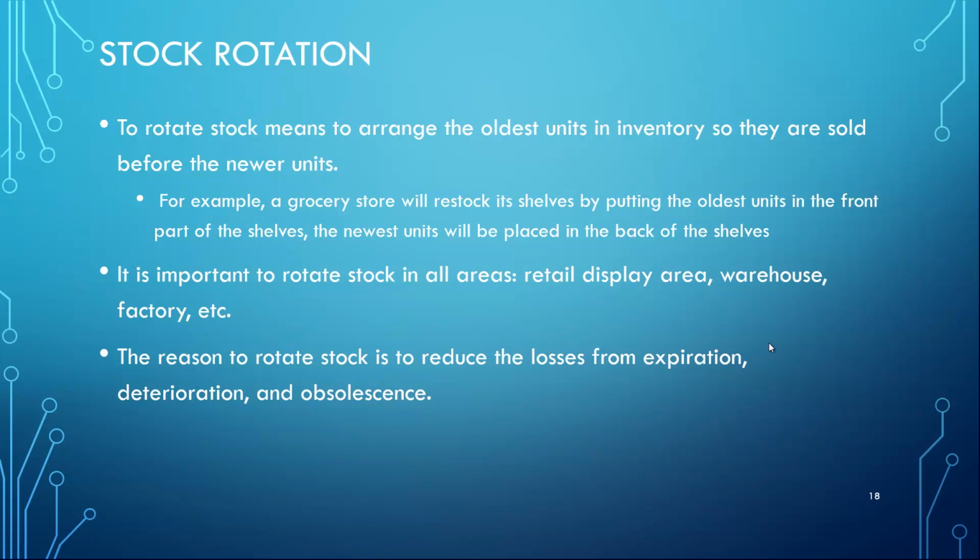The same applies in a warehouse or a distribution center where items will be stacked in a certain order to be picked off the shelf based on a certain strategy. Again, you can do it by date, or by other means. It depends on the factors or parameters that you are going to use to pick the item. It's important to rotate stock in all areas: retail display areas, warehouses, factories, any facility where we have items, we need to rotate.